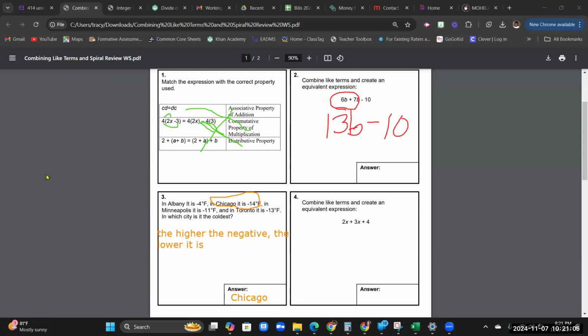All right, looking at the next, combine like terms and create equivalent expression. Once again, we've got 2x and 3x. Add that together, we'll get 5x, and we still have our +4 at the end.